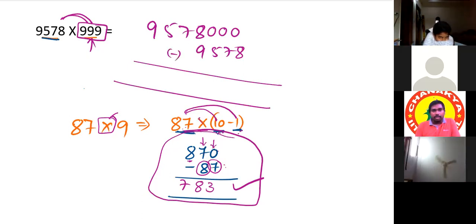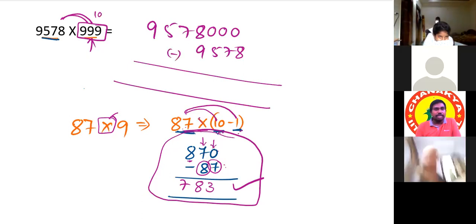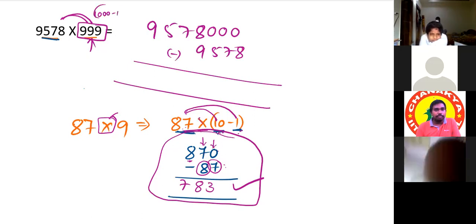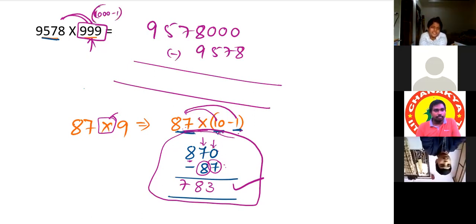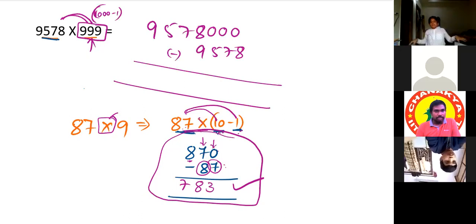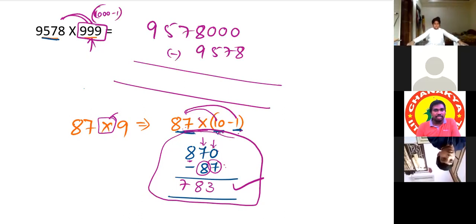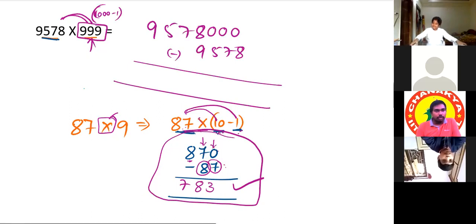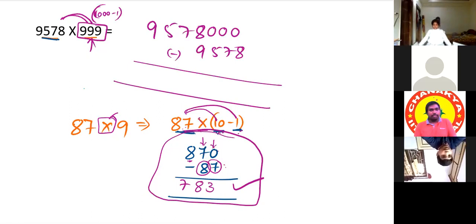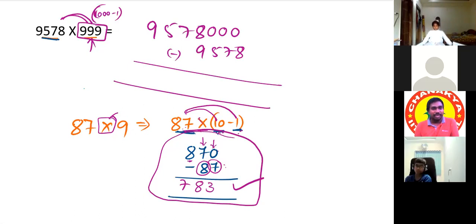Yes, sir. It is nothing but 1000 times minus 1 time, right? 1000 times means we have to place 3 zeros, then 1 time means we have to subtract the same number. Okay, sir, I understood. Here we are doing subtraction using general subtraction as well as the Nikhilam method.